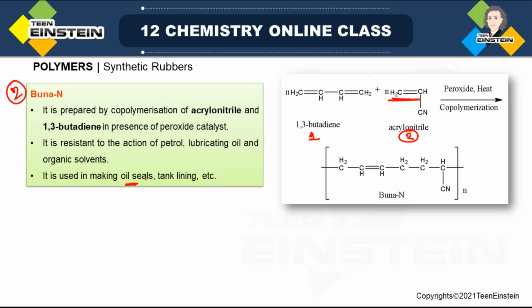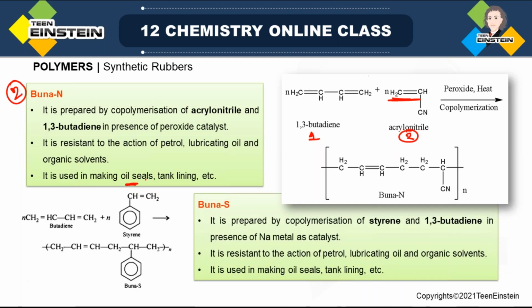Now the next polymer that we are going to discuss is known by a similar type of name, Buna-S. So how will you remember these two so that you are not confused? Just remember, in both cases the first monomer unit is common, that is the same. But the second one is styrene, which starts with S. In case of Buna-N, the second monomer is acrylonitrile. So try to remember N for nitrile and S for styrene.